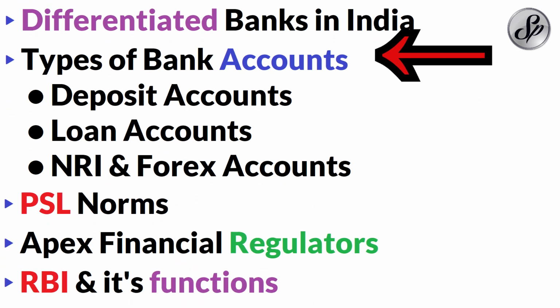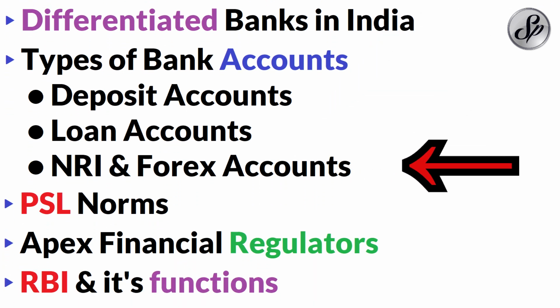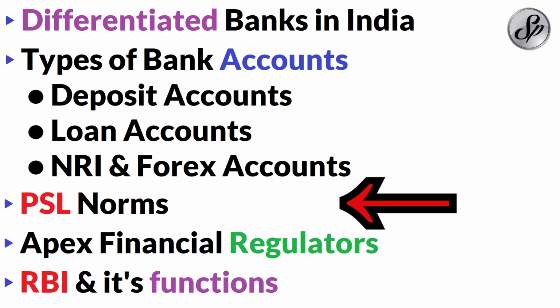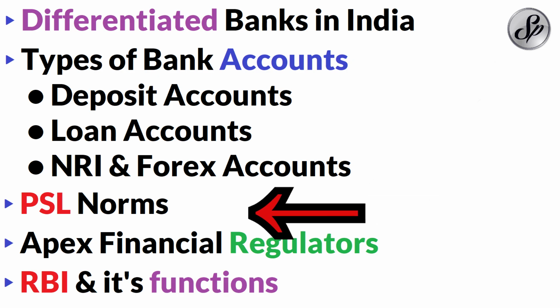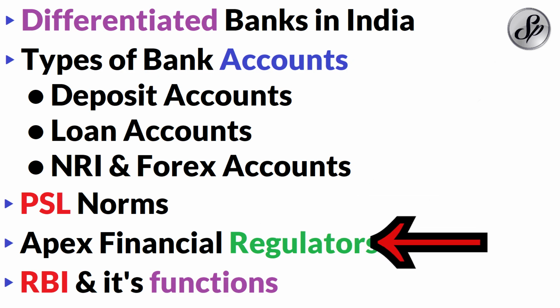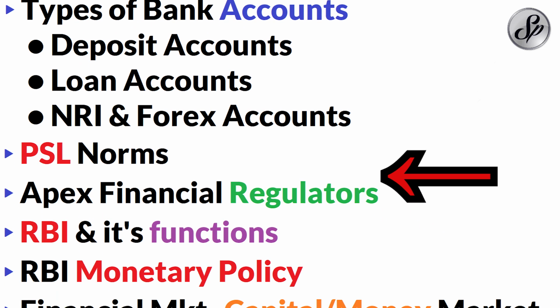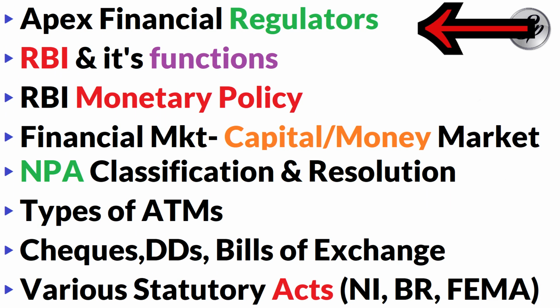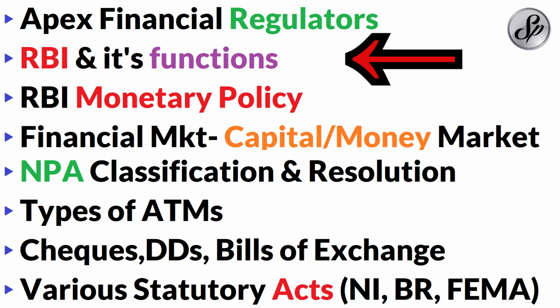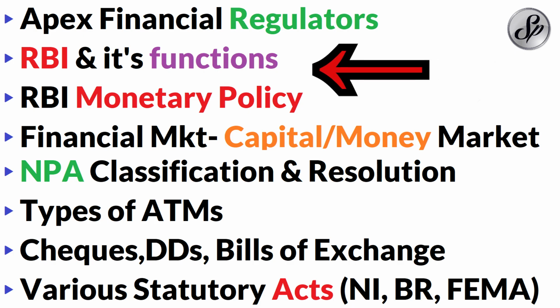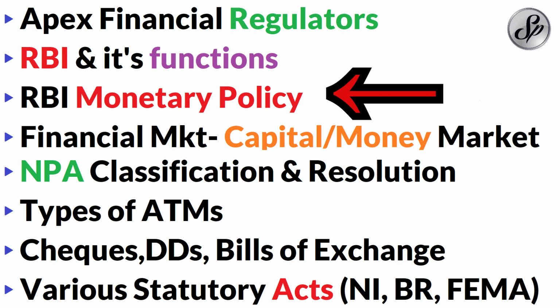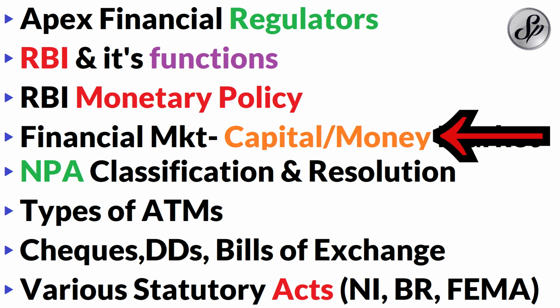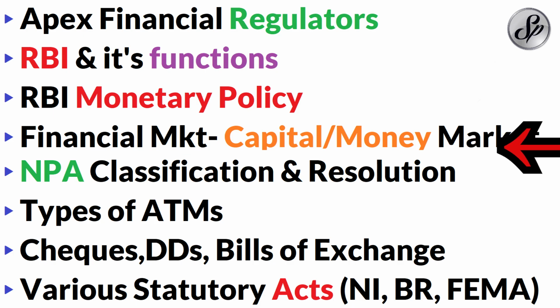We'll talk about the different deposit accounts, loan accounts, the NRI and the forex accounts, the PSL norms, the priority sector lending norms, the apex financial bodies or the financial regulators. So we'll talk about the RBI, NABARD, SEBI, etc. And then we take a deep dive into RBI and its functions. We'll talk about the RBI monetary policy. Then we'll talk about the financial markets, so capital and the money markets.